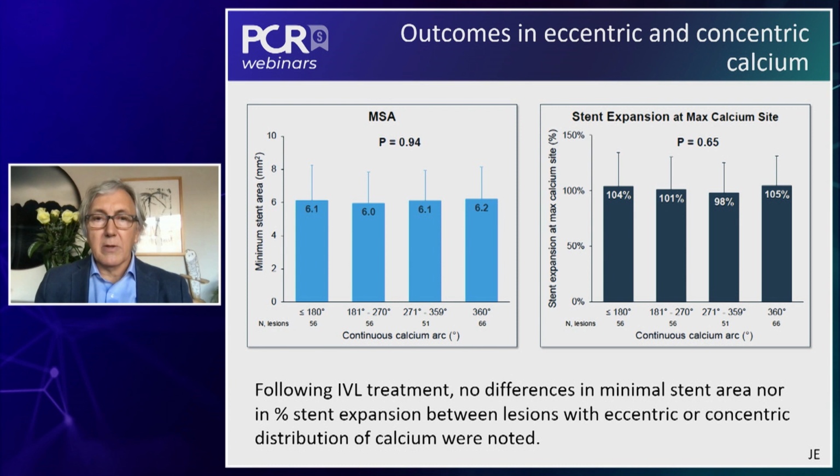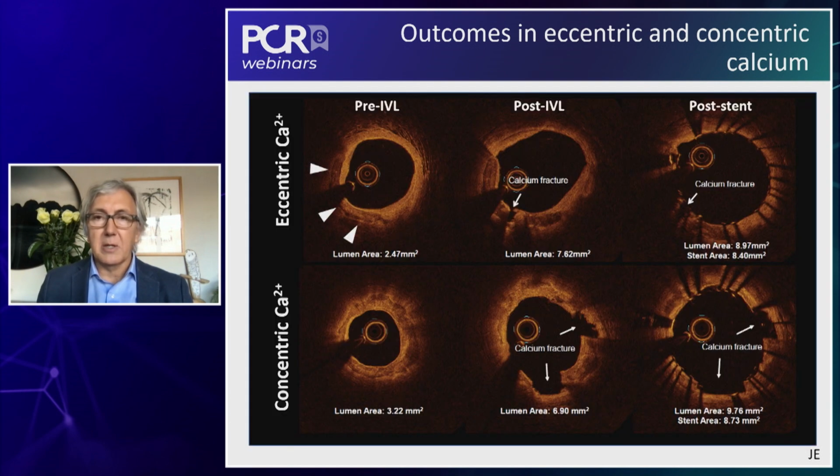And here are the first observations that I think are very important. The first thing is that after IVL, the minimal stent area and the degree of stent expansion observed with OCT were similar across all these different subgroups of calcium involvement of the arterial circumference. I think that this is important. And these two cases illustrate this.